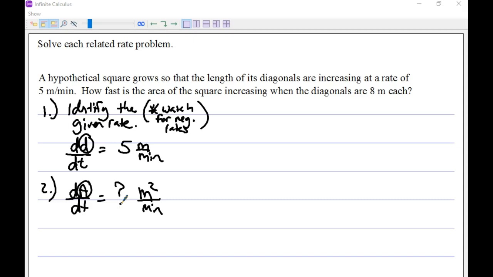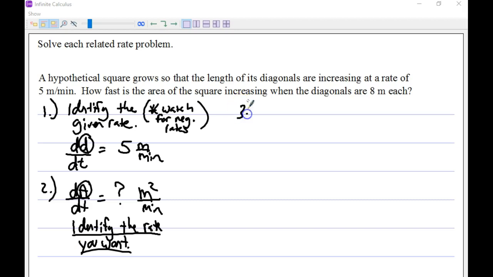That's our goal. I should have titled that. I'll put the title underneath. Identify the rate you want. So we identify the rate we have. We identify the rate we want.